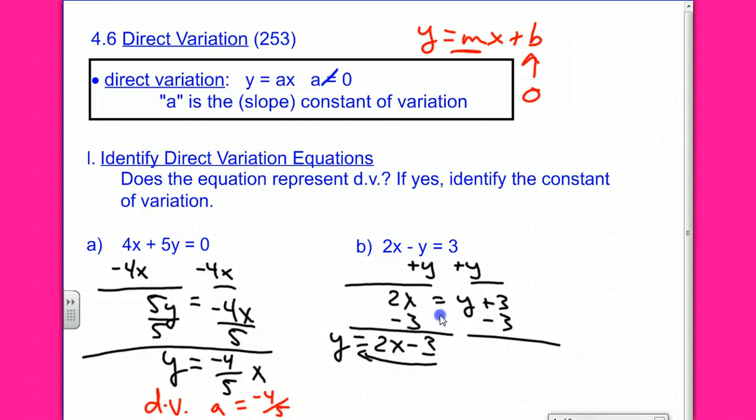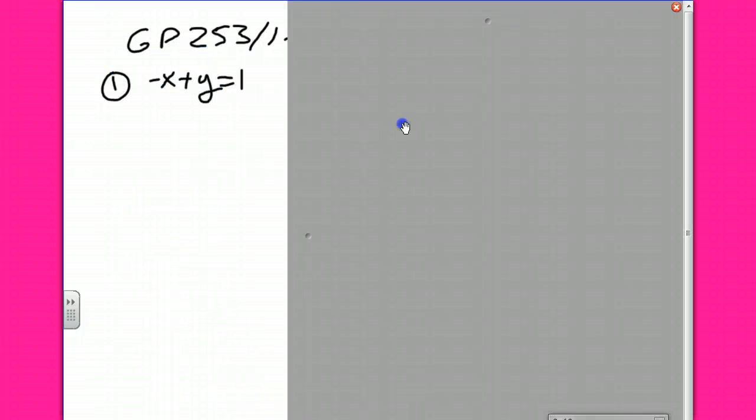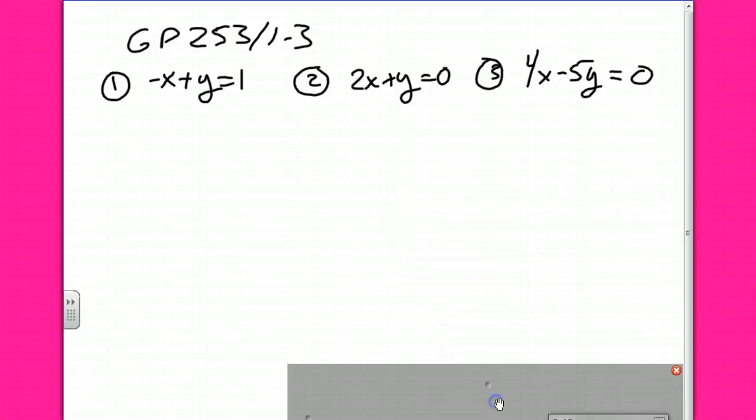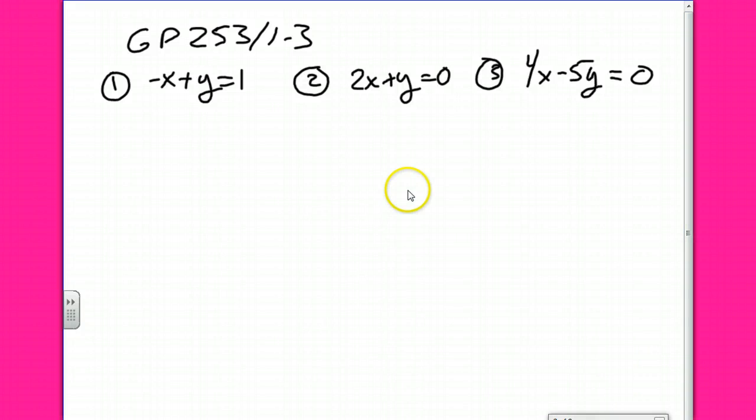There you go. Now, is this direct variation? Well, I see a y-intercept at negative 3. So, not direct variation. We could identify a slope here, right? What is the slope? That's right, it's 2. But the y-intercept is at negative 3, so this is not direct variation. Okay, go ahead and try it with these. Are these direct variation? If they are, please state the constant of variation. Come back when you're ready to check them.